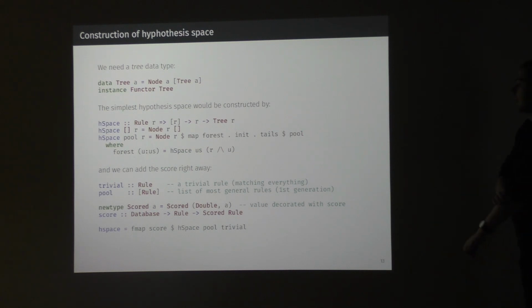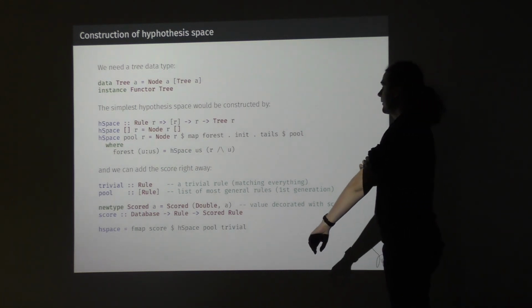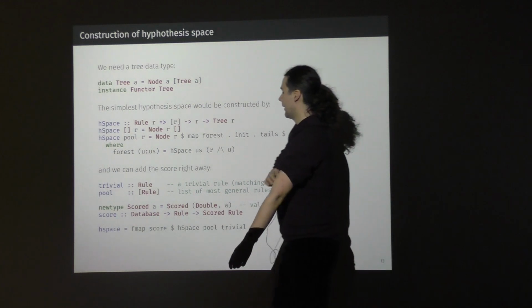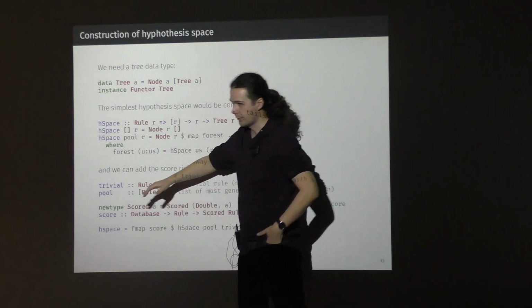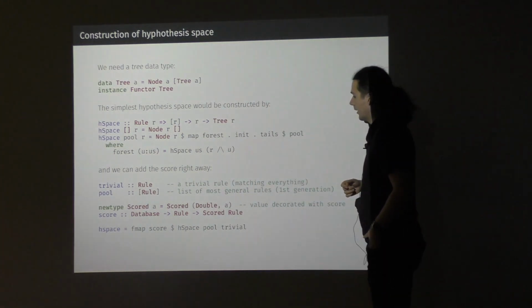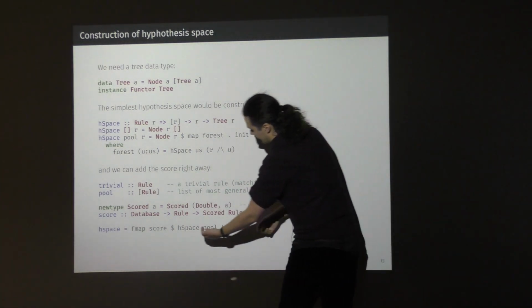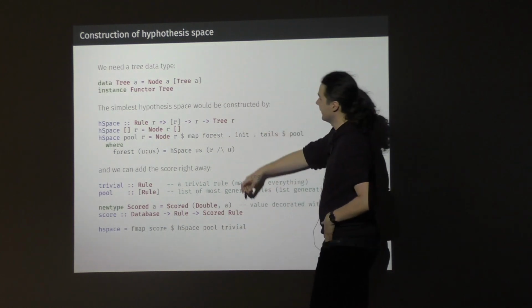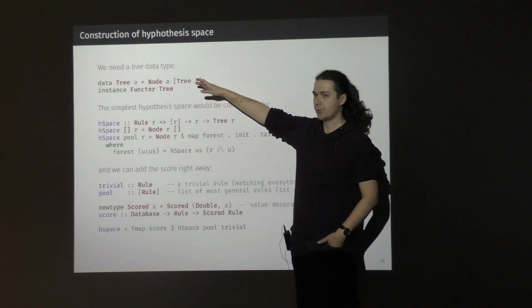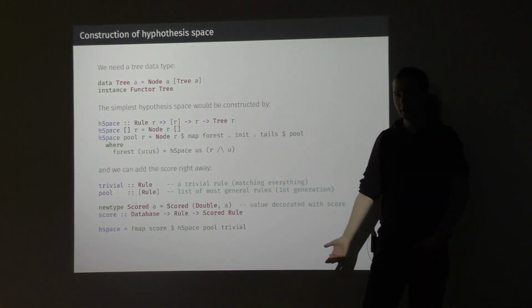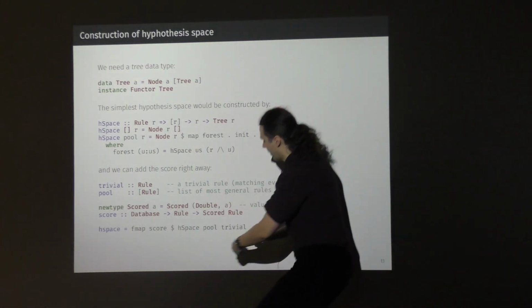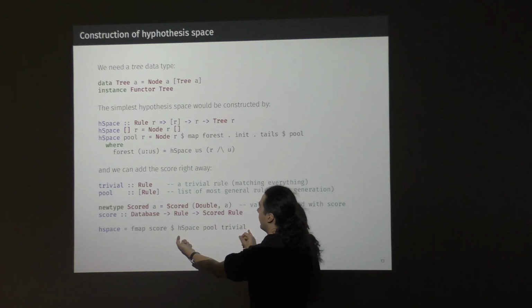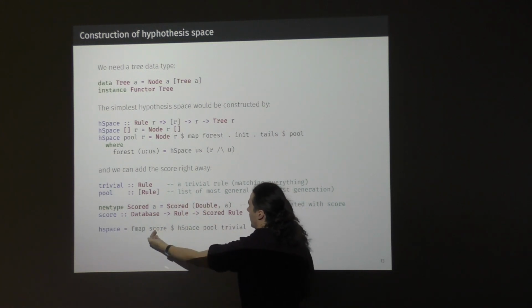Okay. So we need a starting point, so we need this trivial rule which maps everything. We need to have this pool of rules, so this first generation. So then we can construct this hypothesis space, but since that's a functor, we can actually apply the score right away. So we have some scoring function. So to this hypothesis space constructed by that, we apply the score.